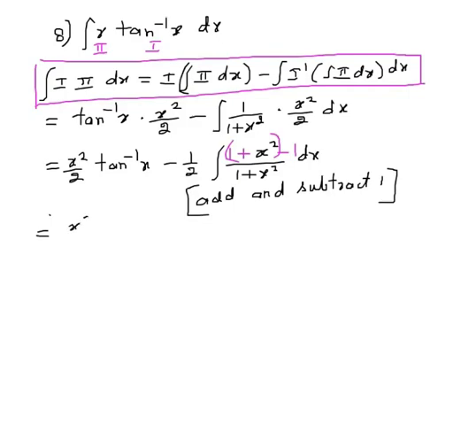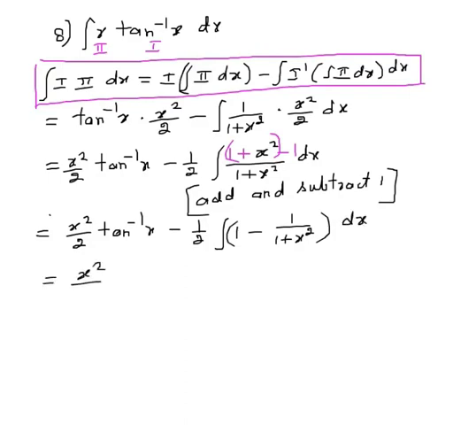which is equal to x square divided by 2 tan inverse of x minus half into, let us separate the terms, 1 plus x square by 1 plus x square is 1, minus the second term is 1 divided by 1 plus x square times dx. Now easily we can integrate these two terms. Minus half into, integral of 1 with respect to x is x, and integral of 1 divided by 1 plus x square is tan inverse of x plus c.